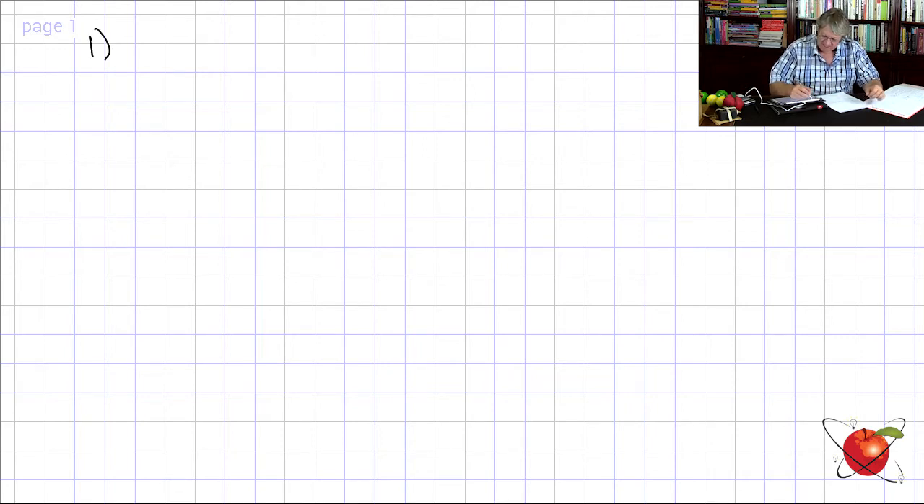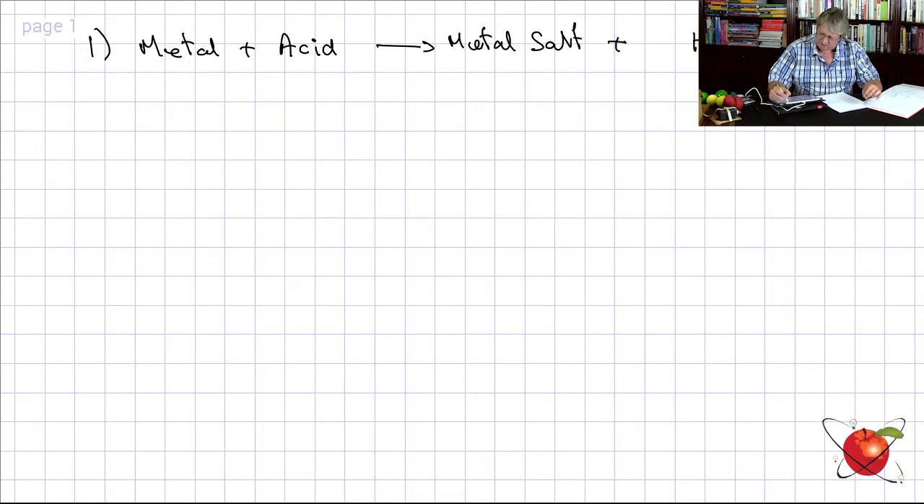Number one is a metal plus an acid. That gives us a metal salt plus hydrogen gas. Okay? Hydrogen generally is a gas.